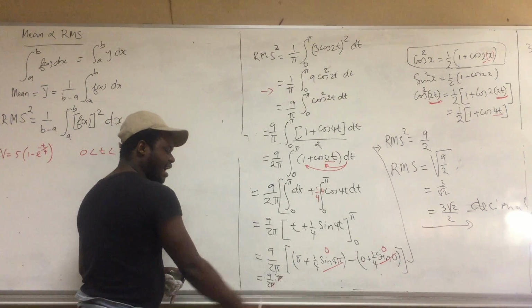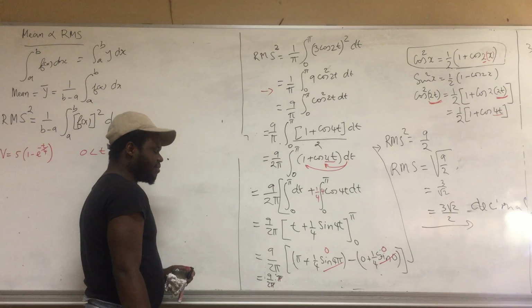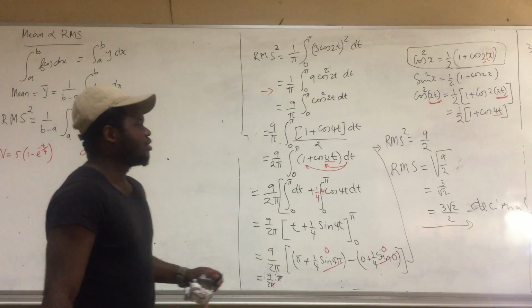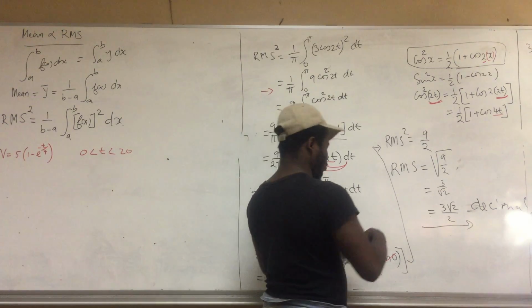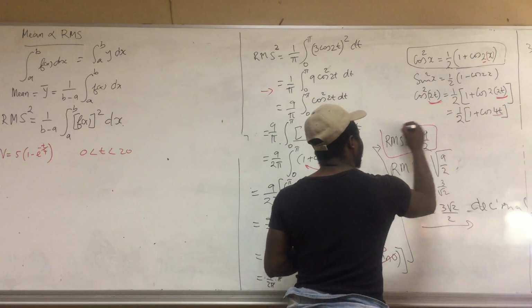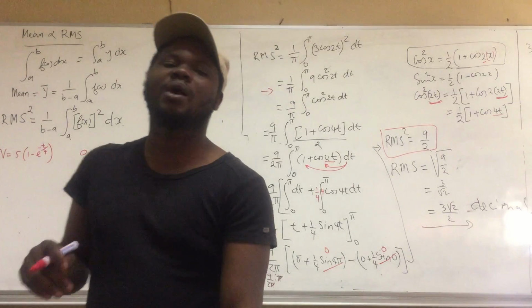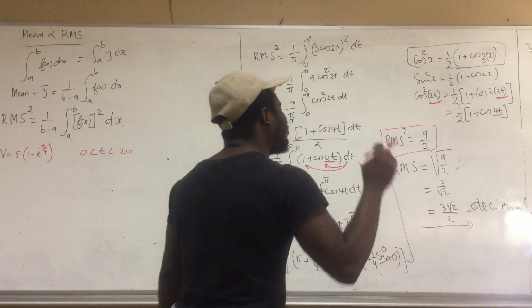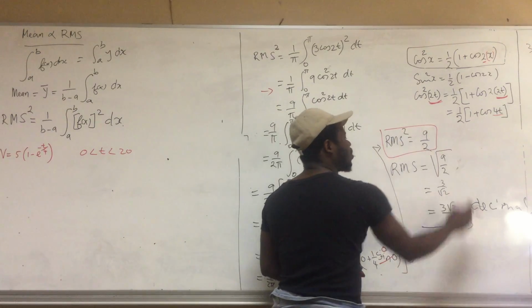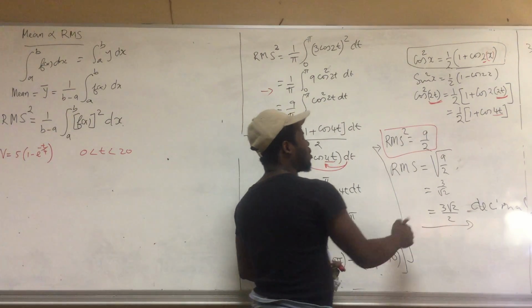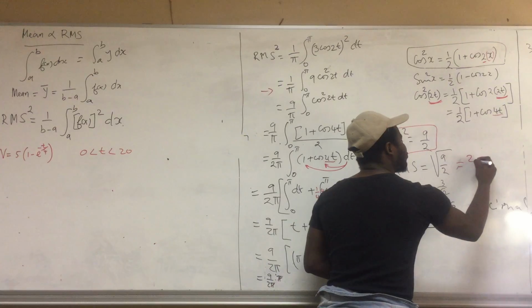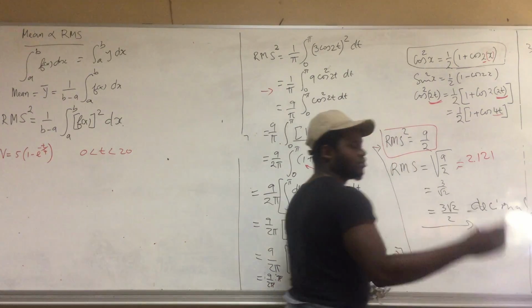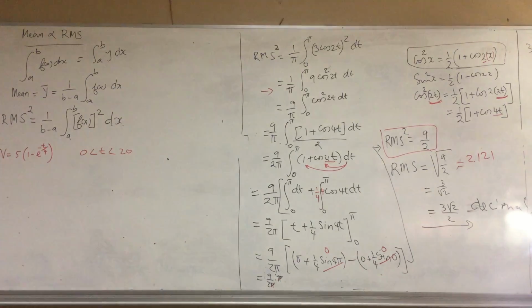You end up having 9 times pi divided by 2 pi. So the pi cancel out. You have RMS squared equal to 9 over 2. But they don't ask you the RMS squared, they ask you the RMS value, right? So you have to find the RMS. So you put the square root, okay? The square root gives you square root of 9 divided by 2, which is 2.121, alright? That's it.